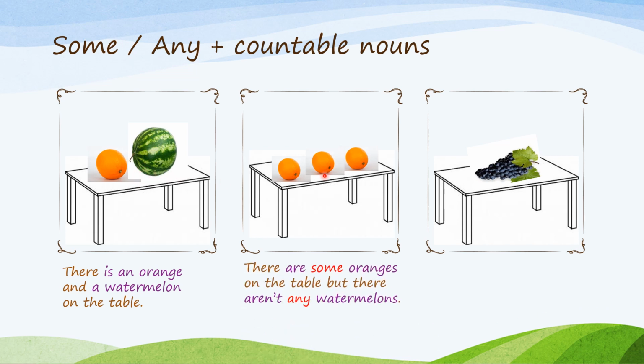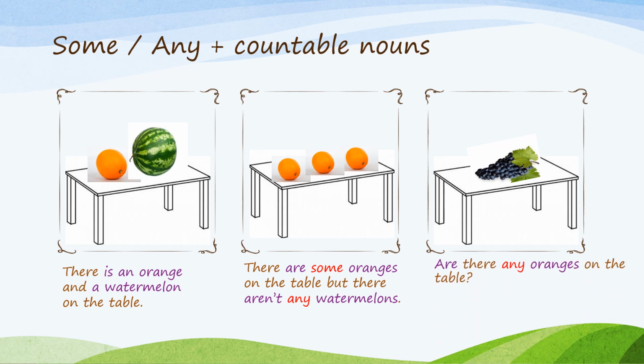Now, there are 3 oranges here, so we say there are some oranges. Okay, we use are because oranges. There are some oranges on the table, but there aren't any watermelons. When you don't have the watermelons, you use there aren't any watermelons. Okay? Remember, we use any when there is none or when we ask questions.